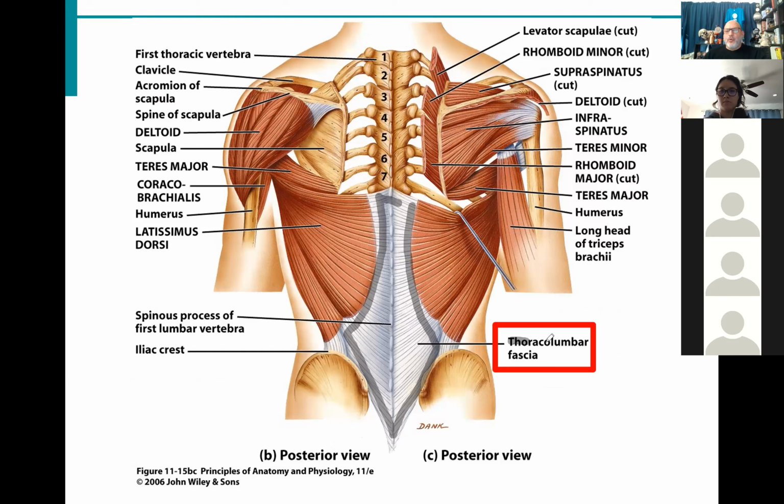This is the thoracolumbar. Thoraco, of course, refers to the thoracic region. Lumbar means the lumbar region. But notice this is not an aponeurosis. This is a fascia.